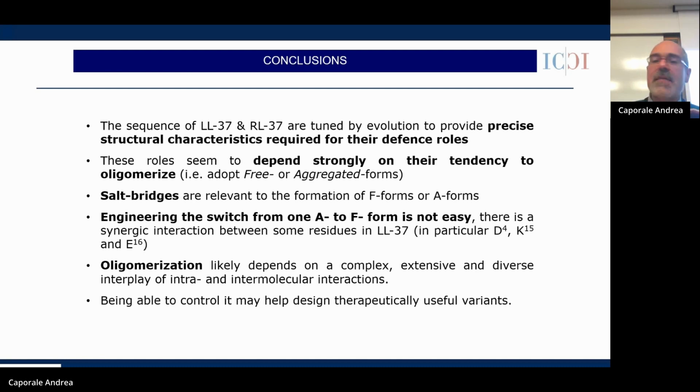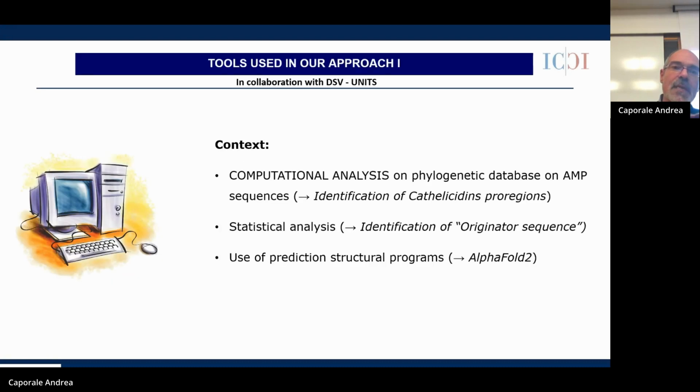So the oligomerization likely depends on a complex system of interaction, and the information that we collect is important for a new design of therapeutical peptides. And so we come back to our approach in general, what kind of tools we use. The first one is the computational analysis. It is useful to determine peptides in the genome, and we use statistical and structure prediction programs in order to correlate the data.